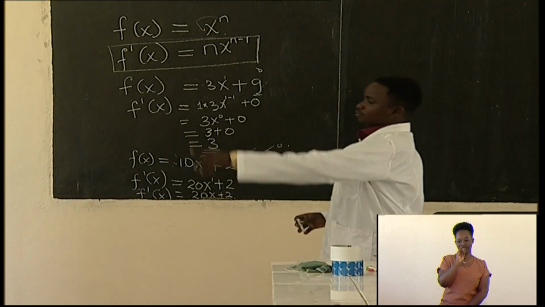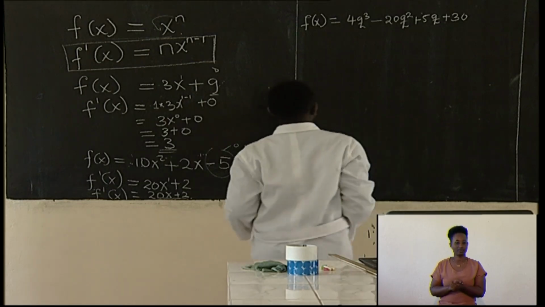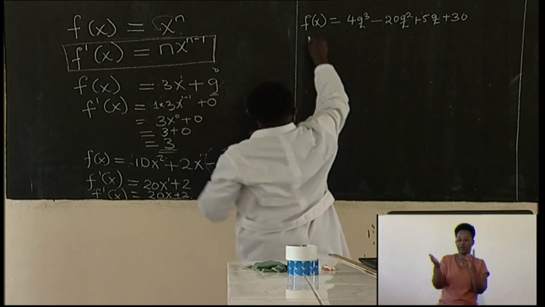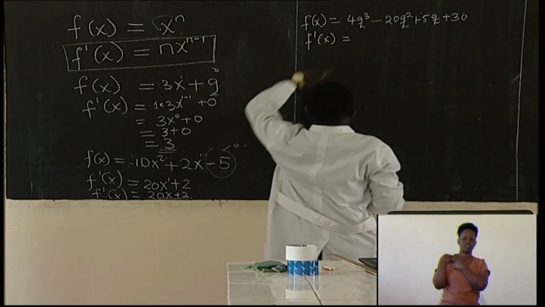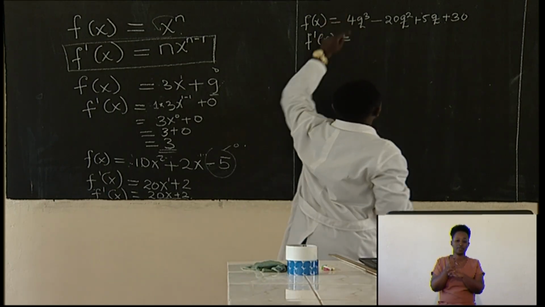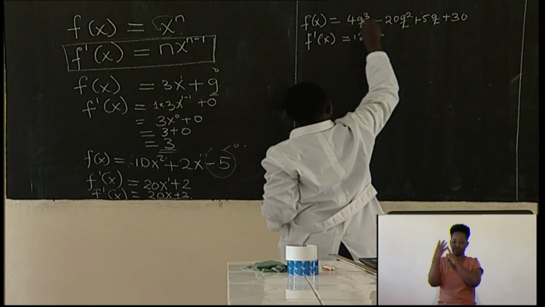Then we have that one. Then after, we go to the application. We have our function f of x, which is equal to 4q cubed minus 20q squared, then plus 5q, then plus 30. So how do you get the derivative of this function following our rule? The 3, you bring it here. This is our power. You multiply it there.